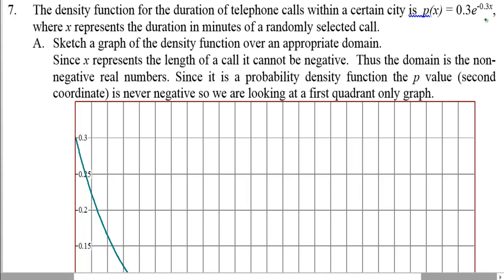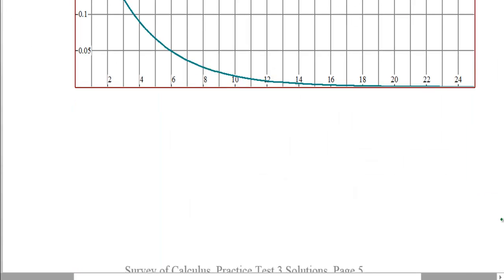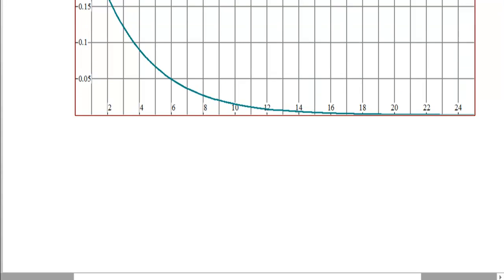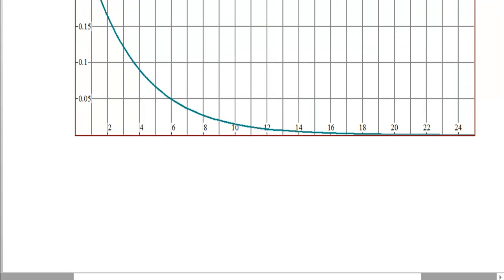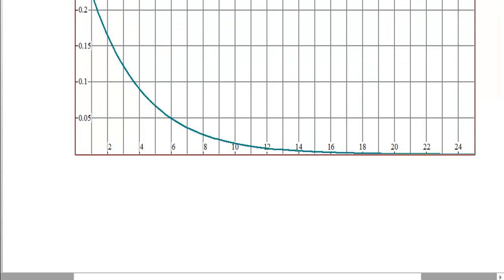Well, the appropriate domain for this is the length of a call, so the call has to be a positive length. So this only works from 0 to infinity. You might say the PDF is defined for negatives as just being 0, or in other words, we can ignore stuff over there. So here is what the graph looks like. A little trial and error perhaps to find the right grid range, but we certainly know it's a first quadrant graph.